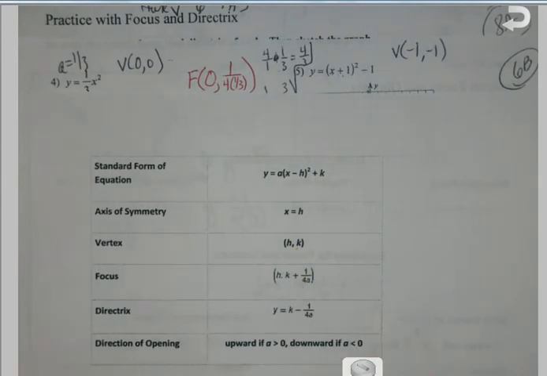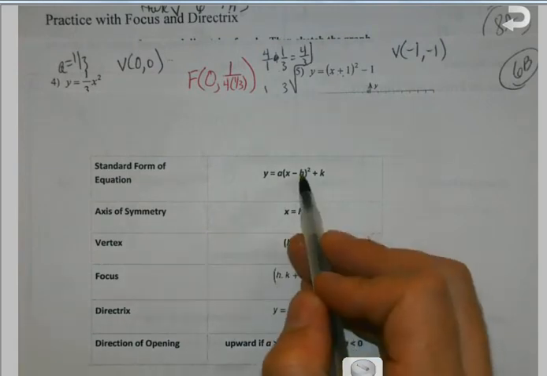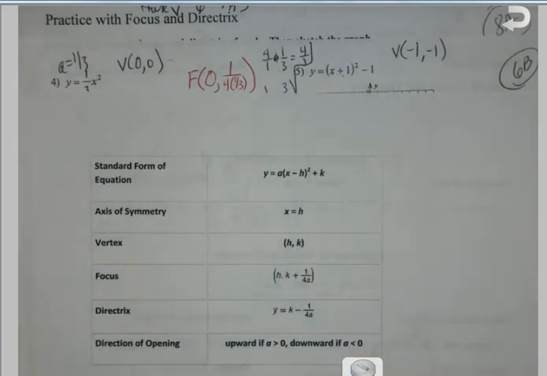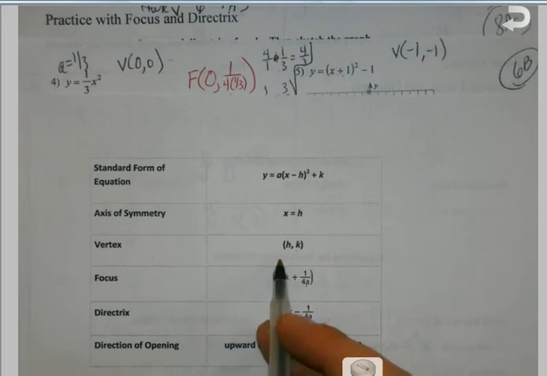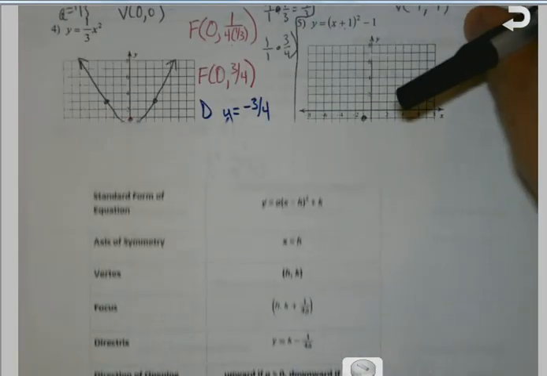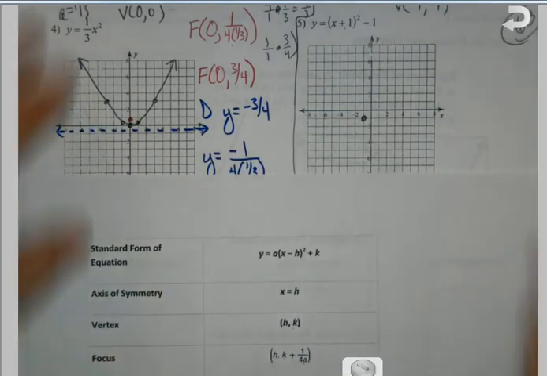Now we're going to go looking for our focus. So now our focus is going to be h, whatever this value was originally, which is going to be -1. And then we've got k plus 1/4a. So in some ways, it's the same as what we've been doing. We're just adding that to our vertex value. So let me move this up a little bit more. Maybe we can get everything in the screen at once here. Oh, check that out. Okay.